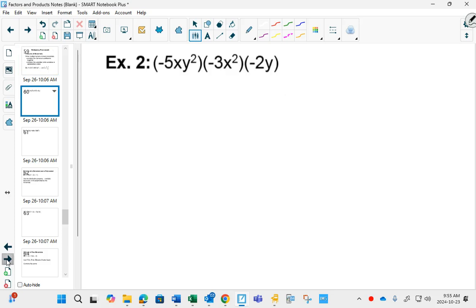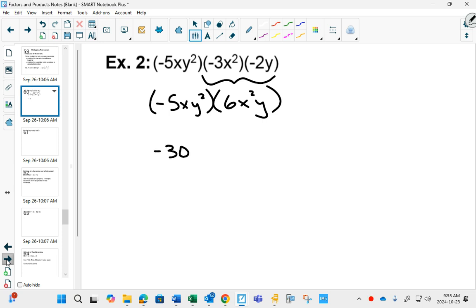The second one has three things. So sometimes people just do 2 first and then finish off. Sometimes people can do them all at once. So, and when you do 2 first, it doesn't matter which 2 you pick. So if I decide I want to multiply these 2 first, I'd still have negative 5xy squared. And then negative 2 times negative 3 is positive 6x squared and a y. And then I could multiply negative 5 times 6 and get negative 30. X times x squared, x cubed, and y squared times y, y cubed.